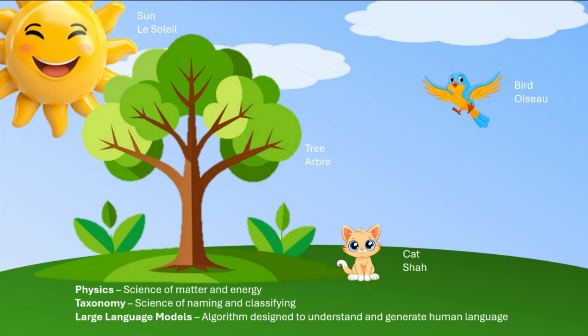So the cat chases the bird, the cat climbs the tree because the bird is in the tree, and the tree lives because the sun gives it light. So you can start to see how those relationships evolve and how that's input into a large language model and how that transforms over different languages.